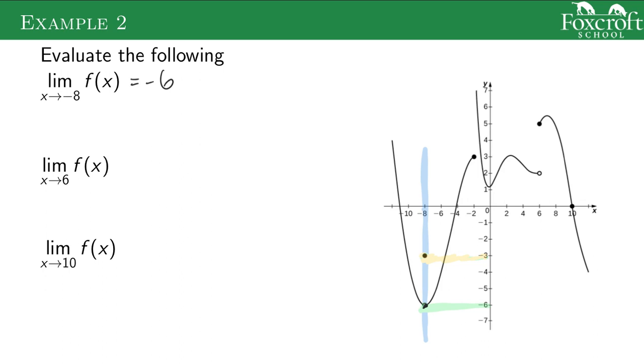What about as x approaches 6? Again, anytime you can pause the video and try to answer it yourself before I do. At 6, we're going to look here, and these are all the x values around 6. Hopefully you can see that there's some y values here and some y values up there. If we're getting these 2 different y values, that's when we say our limit does not exist.